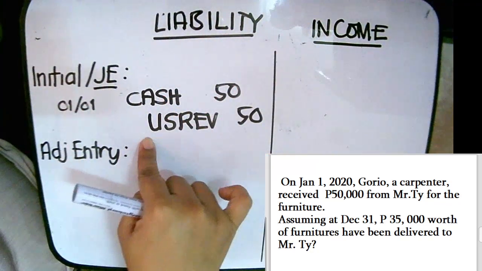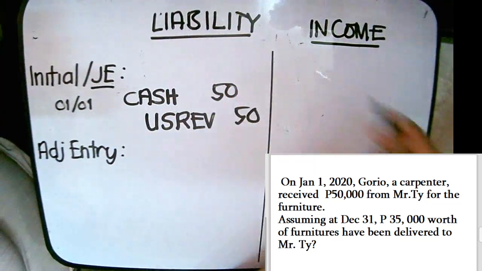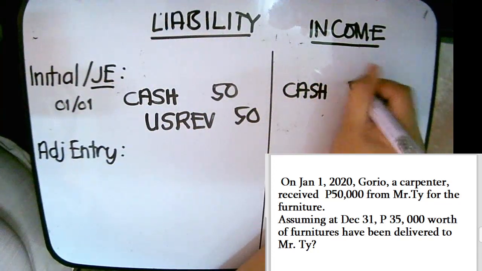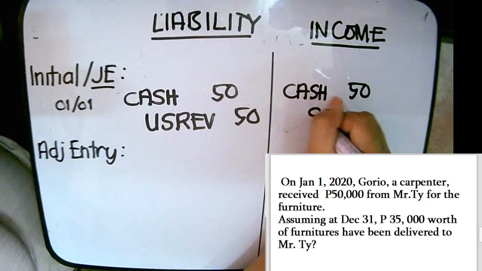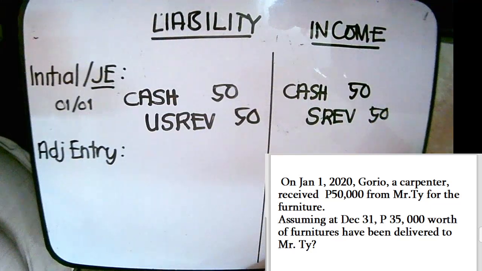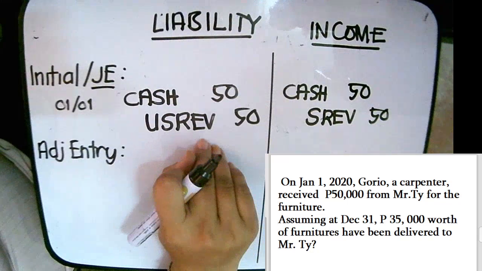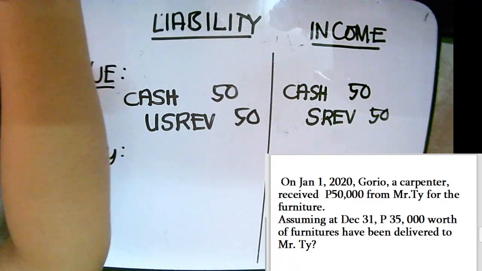Meron tayong liability account. So, next, under income method, dapat meron tayong income account. The same cash of 50,000 and then we credit an income account. So, yung income account natin na gagamitin is service revenue of 50,000 pesos. So, yan yung pinagkaiba ng liability method and the income method. Both are under the credit side.